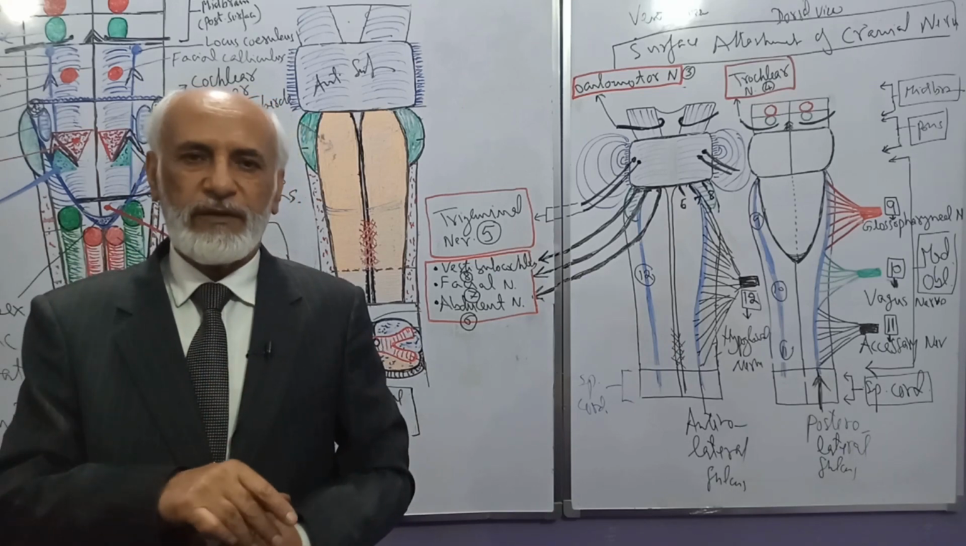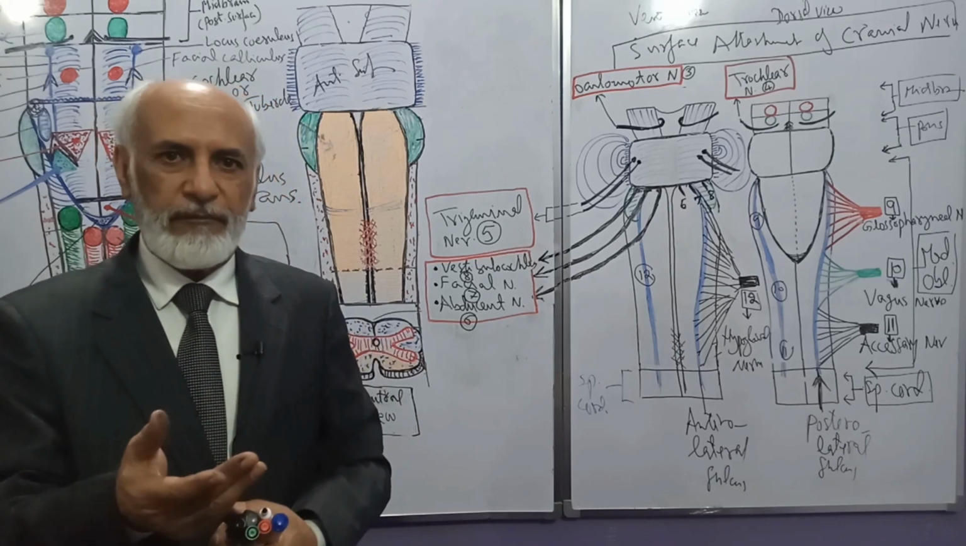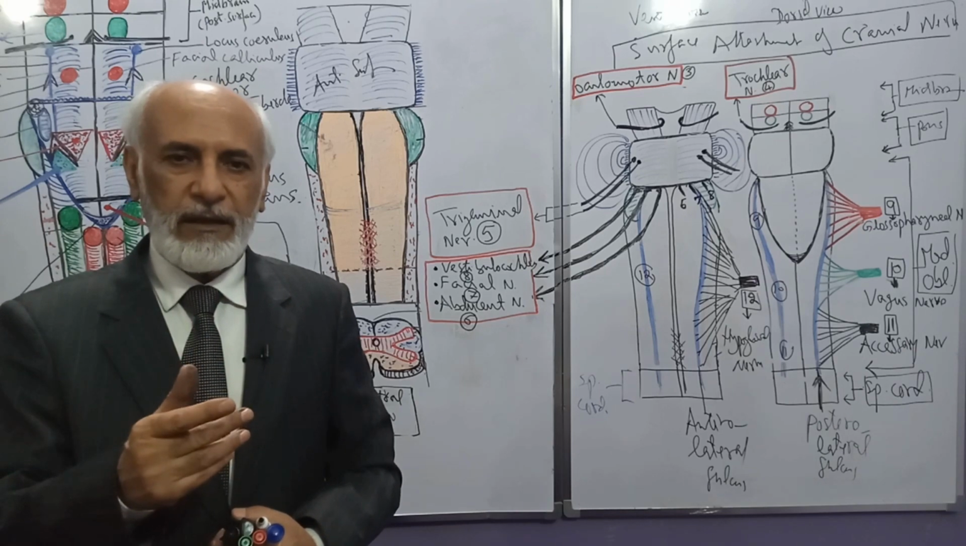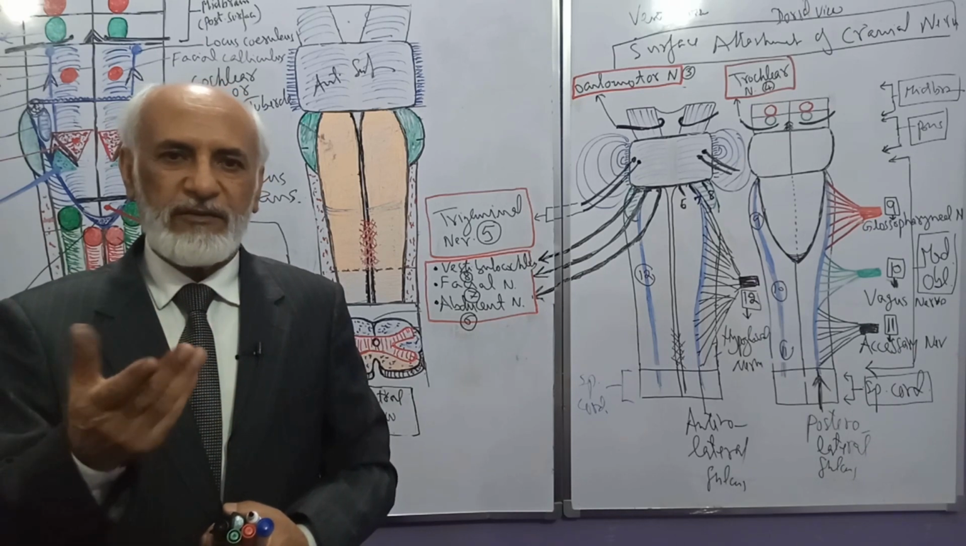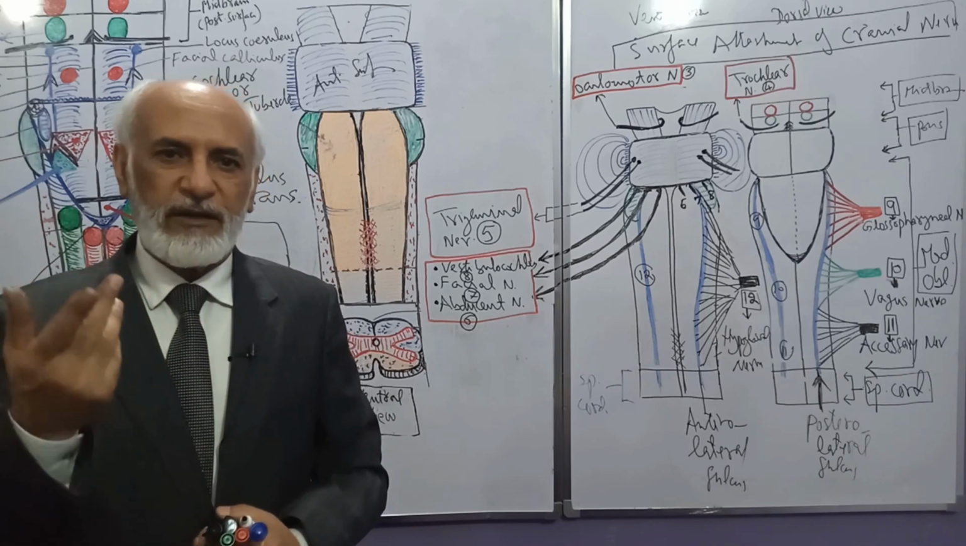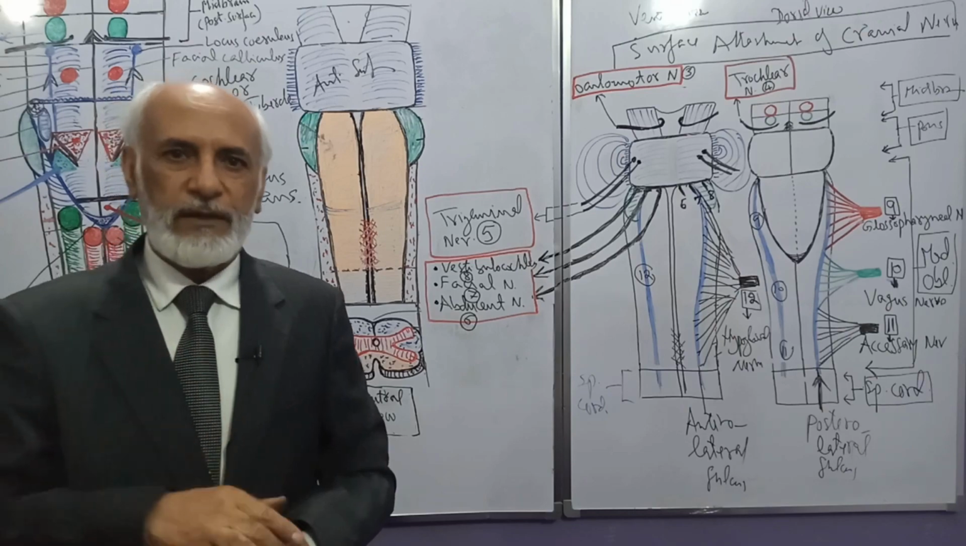With this, we finished with the brainstem, external features of the brainstem, midbrain, pons, medulla oblongata. Now the hindbrain, another part is that which is called cerebellum. So our next topic will be the external features of the cerebellum. Thank you very much.